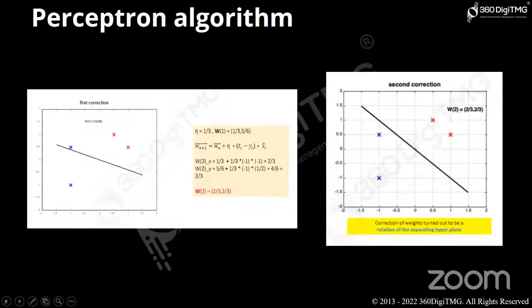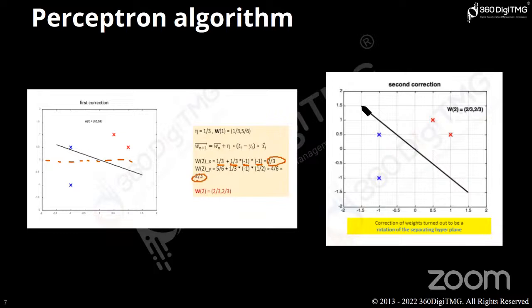This is the next stage. Here we are again trying to calculate the next level of weights. This is our first correction. The previous line was something like this, and now we are getting closer to these points. So we calculate it again. We take the starting point plus the learning rate times the error and the x value. So you get 2 by 3 and then you also get 2 by 3.